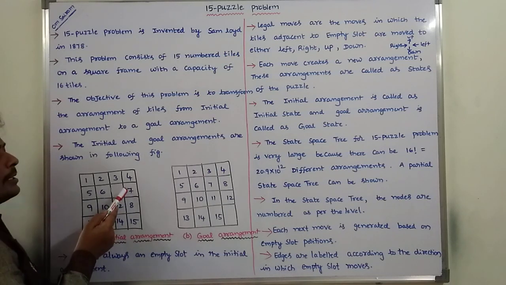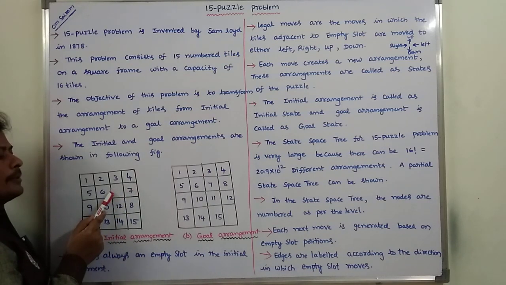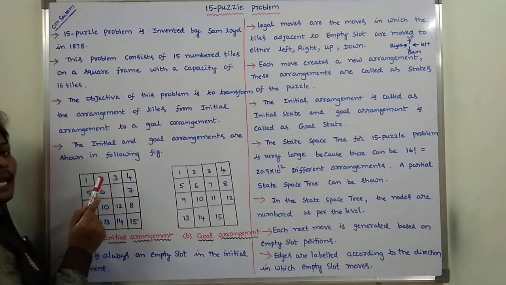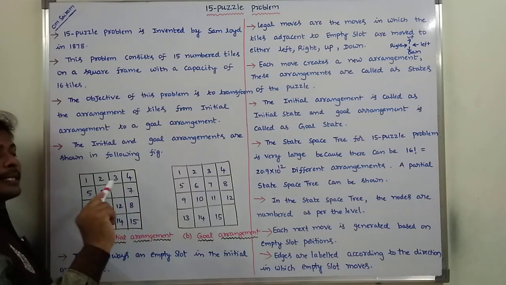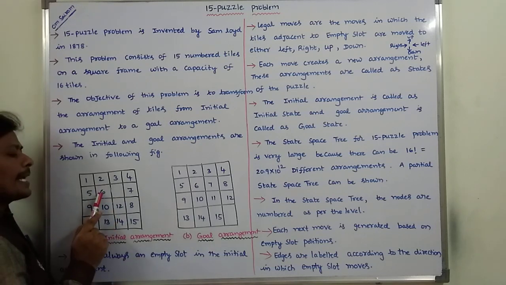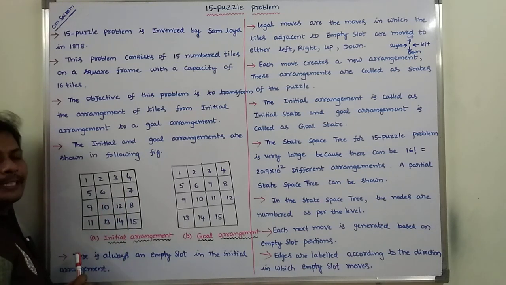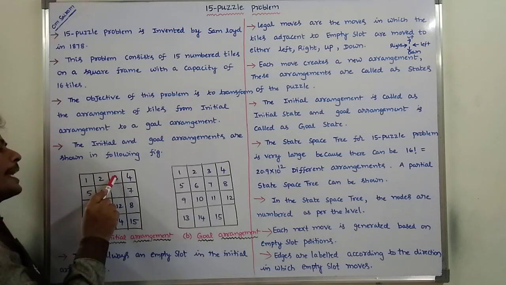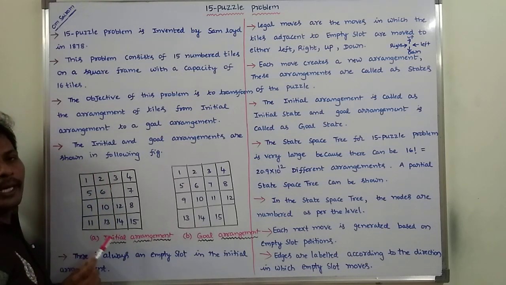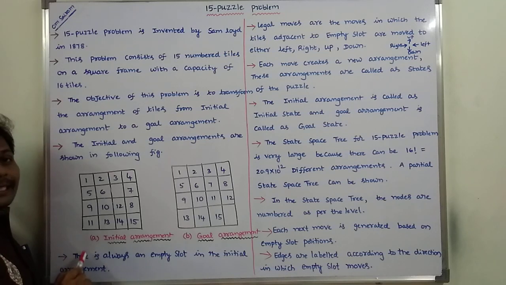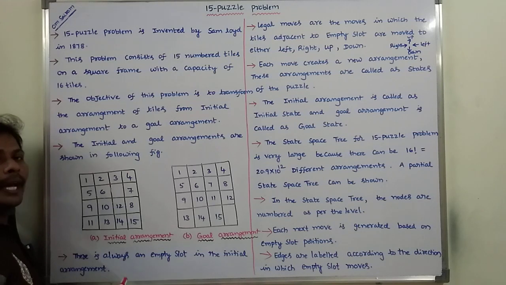Okay. Next one, 7 can be moved to this position, so left position. So an edge is labeled with left. One new arrangement is possible. Okay. 6 can be moved to right. So the edge is labeled with right. One new arrangement is possible. Next, 3 can be moved down. The edge is labeled with the down direction. One new arrangement occurs. That new arrangement can be treated as one node.